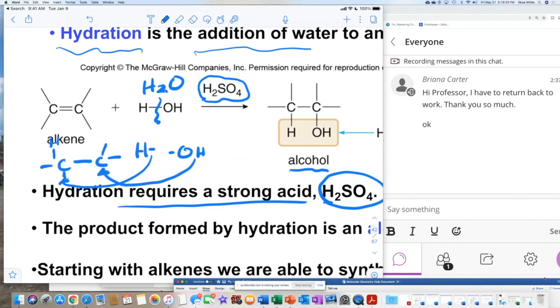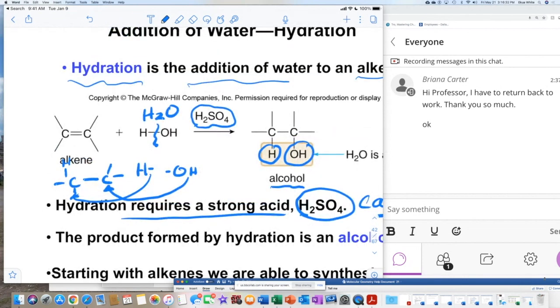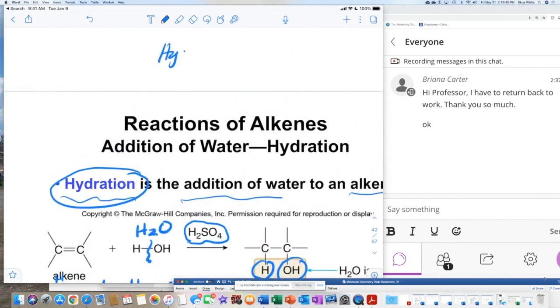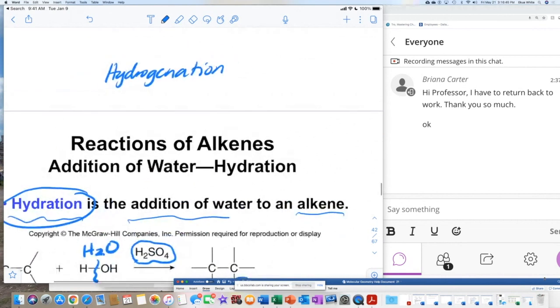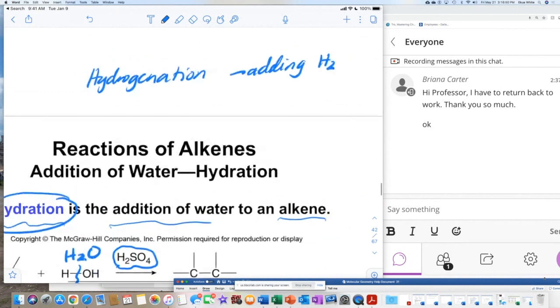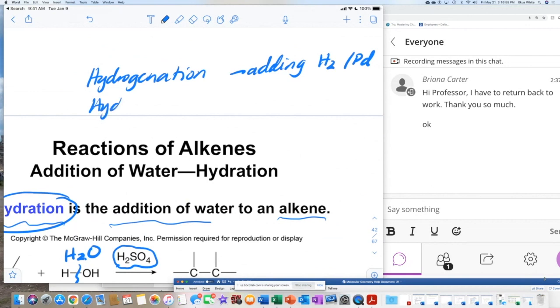Now, this does get more complicated, but we are still in the non-majors class, so we're trying to keep it simple. You see how the OH came here, and the H came here? This is still an addition reaction. But since we are adding a different kind of chemical from before, it's called hydration. So real quick, we have looked at hydrogenation, adding hydrogen with a helper molecule, palladium or element palladium, and then hydration.